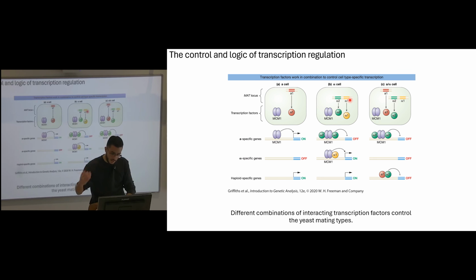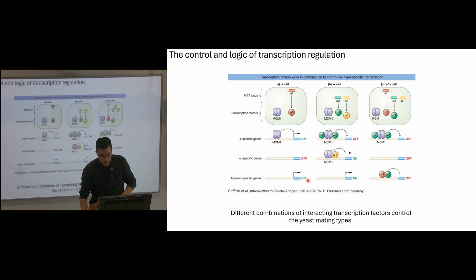Now, alpha mating type is a bit different. You still have that MCM1 protein, but the cell also is able to make alpha 1 and alpha 2, and this is where things get interesting. So first, alpha 1 will be bound to the MCM on alpha specific genes, okay? And then the alpha 2 will act as an inhibitor for the MCM protein at the A specific genes. Does that make sense? Or am I losing you guys? You good? Okay. And obviously, because there's nothing bound to the haploid specific genes, so these are genes that are expressed only in the haploid state, then they will be on.